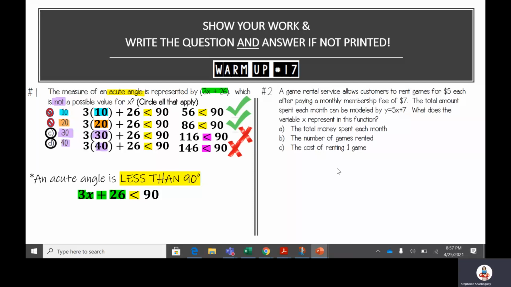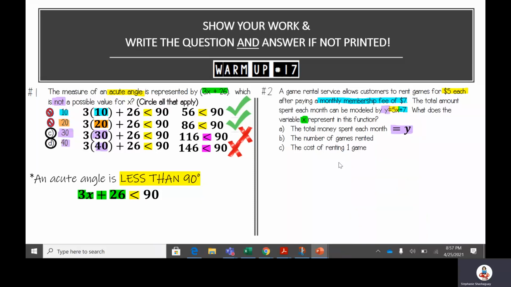Moving on to number 2, a game rental service allows customers to rent games for $5 each after paying a monthly membership fee of $7. The total amount spent each month can be modeled by y equals 5x plus 7. What does the variable x represent in this function? So A says the total amount of money spent each month. Well, that would be equal to our y. That's how much money we're spending.